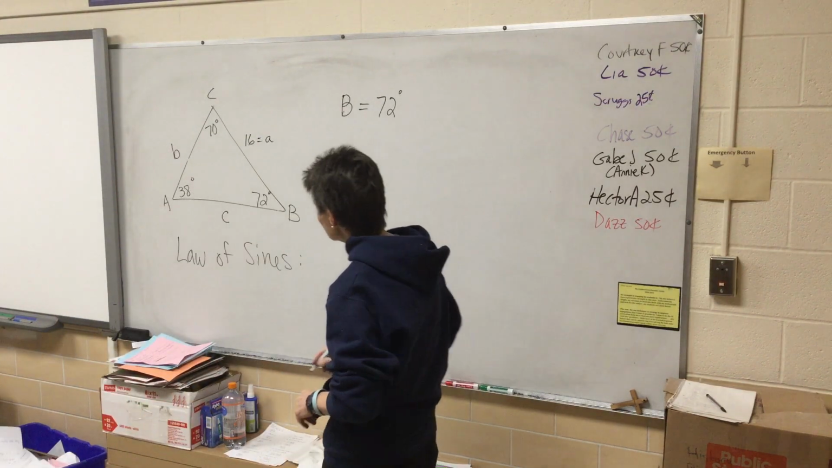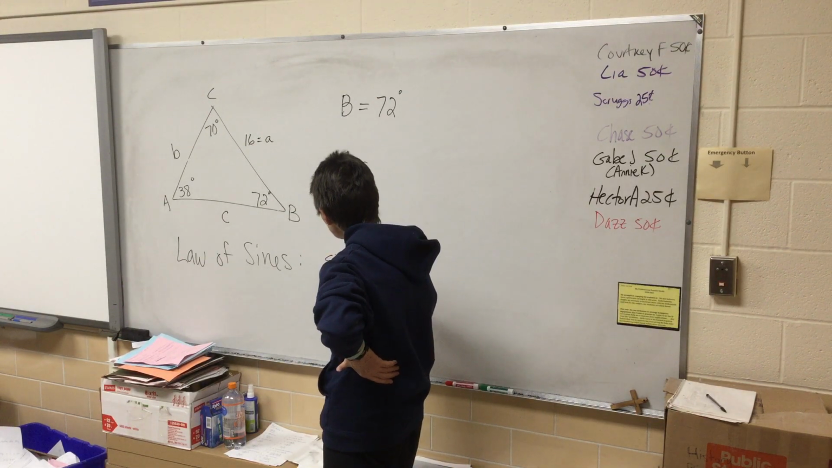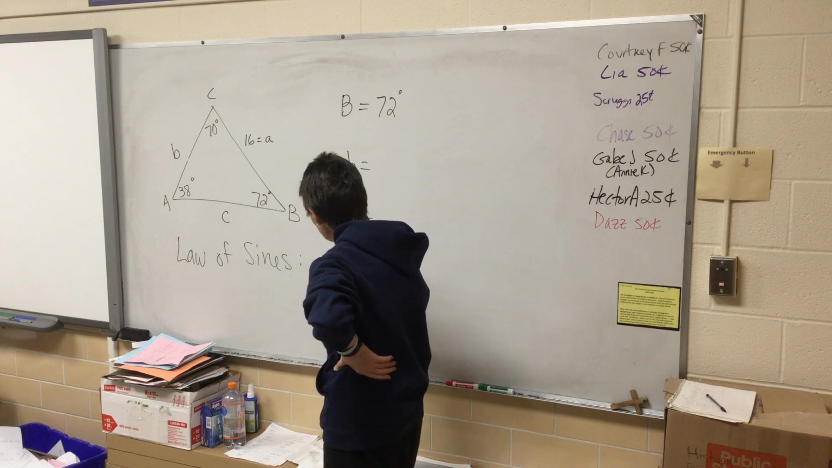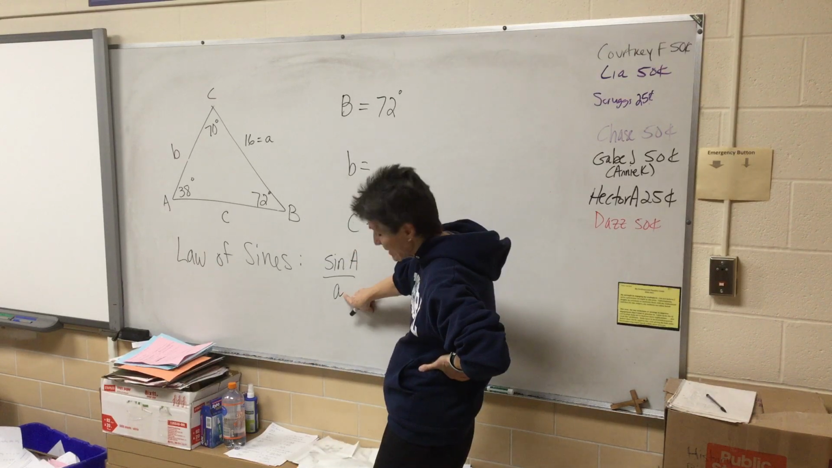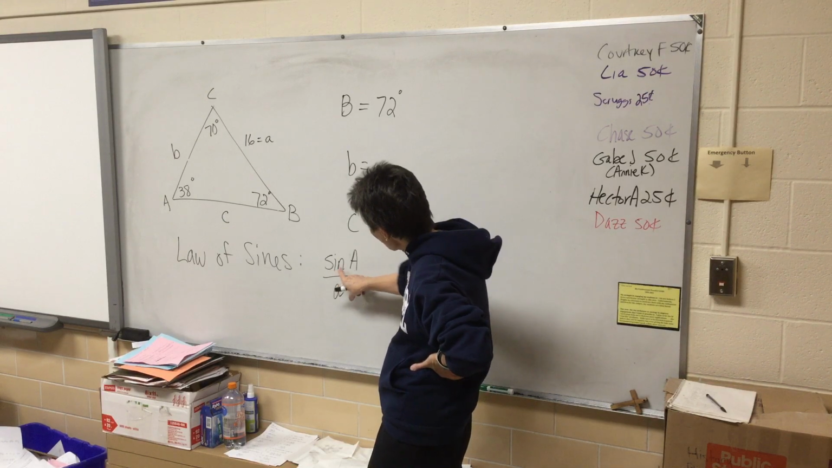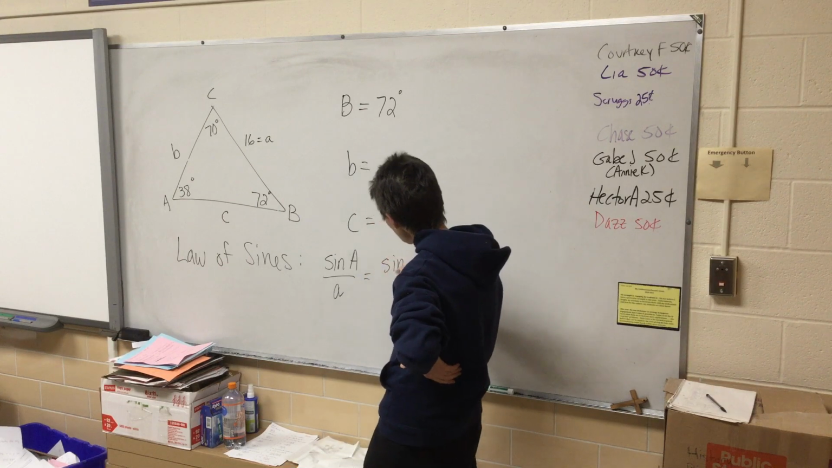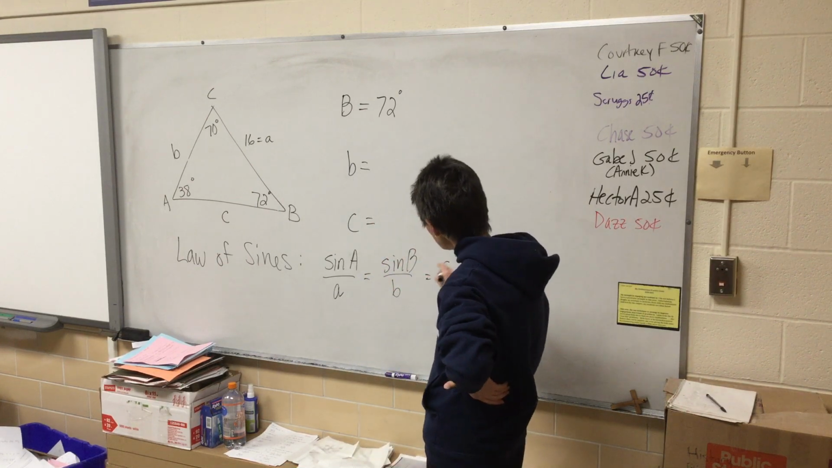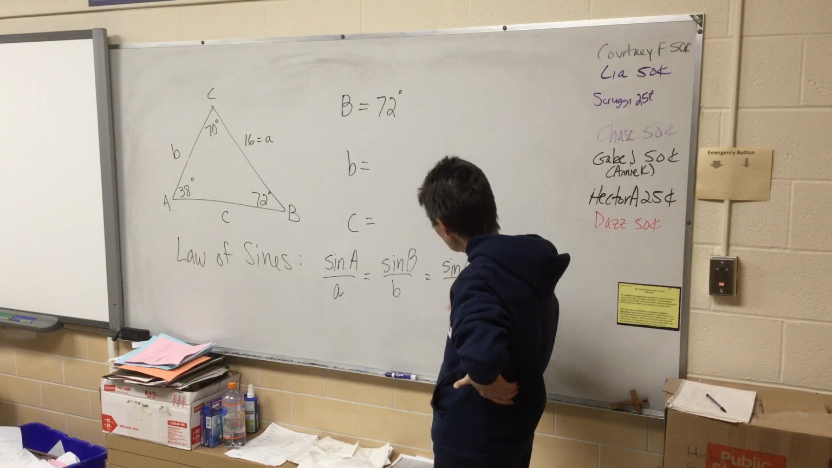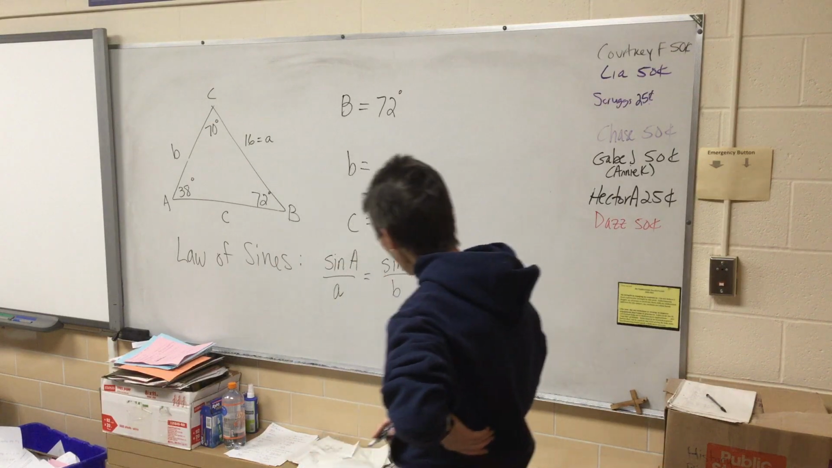The law of sines says that the sine of angle A over side A, remember, angles are big letters, sides are little letters. So the sine of A over its side equals the sine of B over its side equals the sine of C over its side. That is the law of sines.